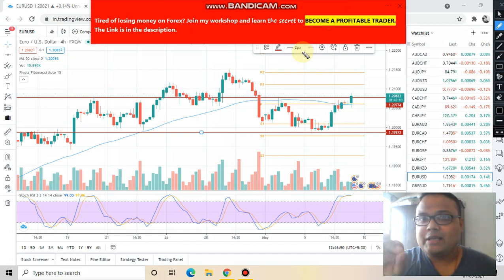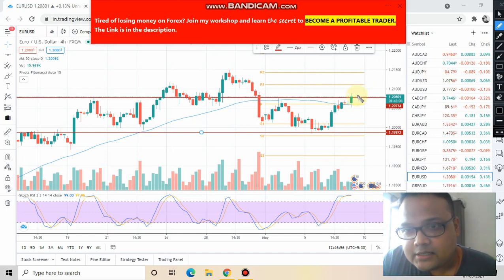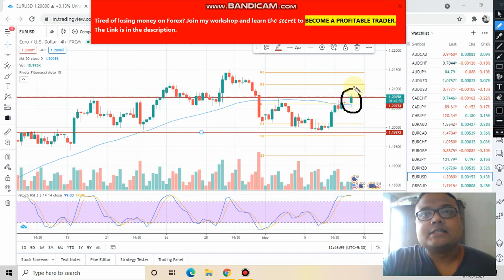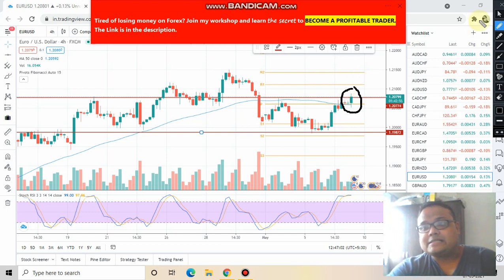Which means that buyers are trying to push the price upside, but you can see that there is some price rejection from above, which means that sellers are still present in the market and they are not allowing the price to go up that easily. So there is a war going on between the bulls and the bears. So what should we do then?